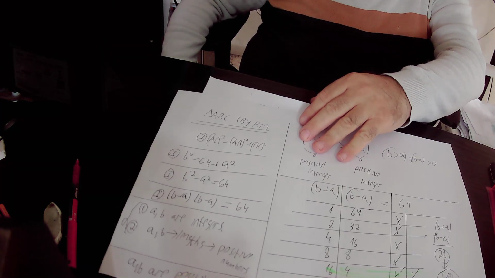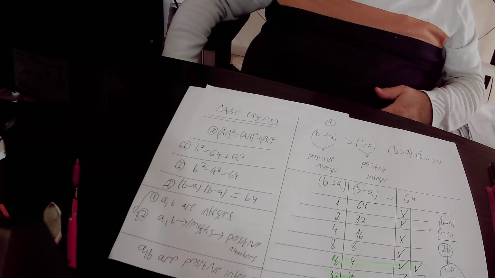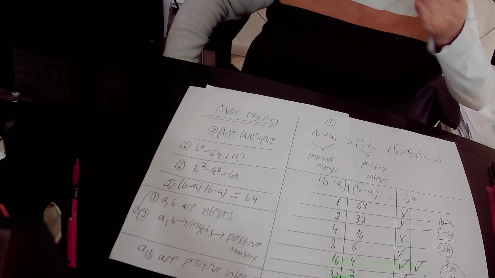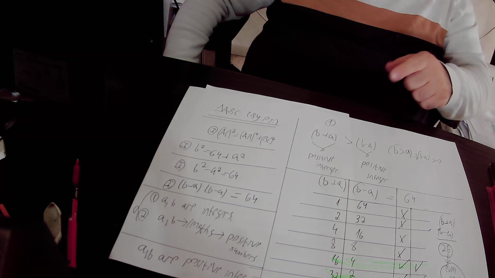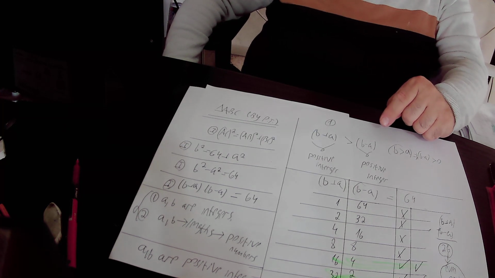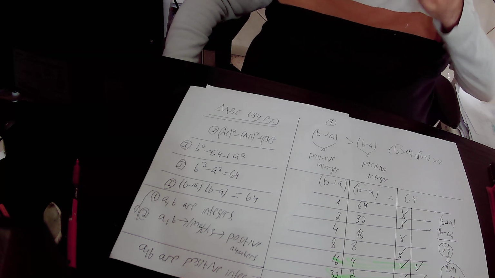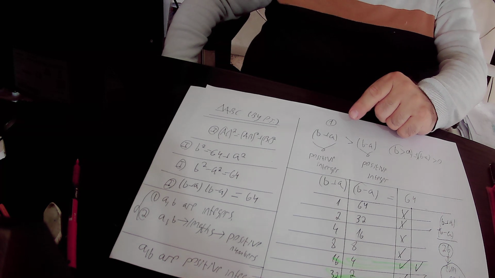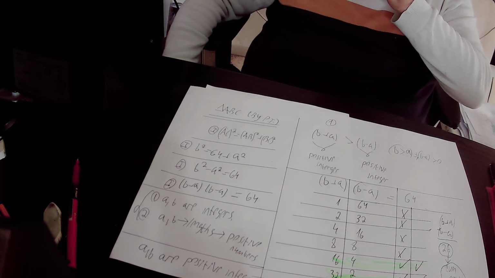Because a and b are positive integers, b plus a must be greater than b minus a, because when you add two positive integers together, the result is always greater than when you subtract them from each other. So b plus a must be greater than b minus a, and if b and a are positive integers, b plus a must also be a positive integer.